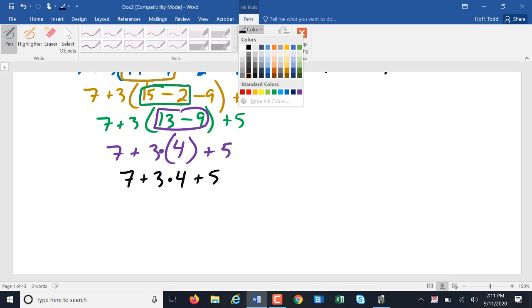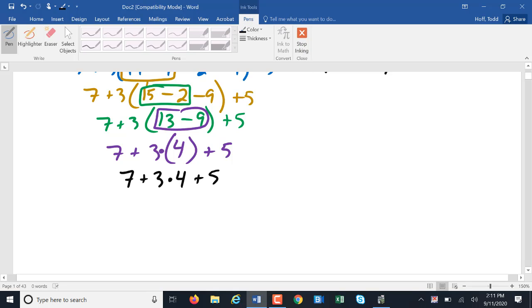Other enclosing symbols have other things that they can mean. Parentheses even have some other things they can mean. That's just one of them. So now there's no more enclosing symbols, no more exponents. Multiplication, 3 times 4 is 12. We're down to just addition, so we're going to go left to right. 7 plus 12, 19. And finally, 19 plus 5 is 24. That's it.